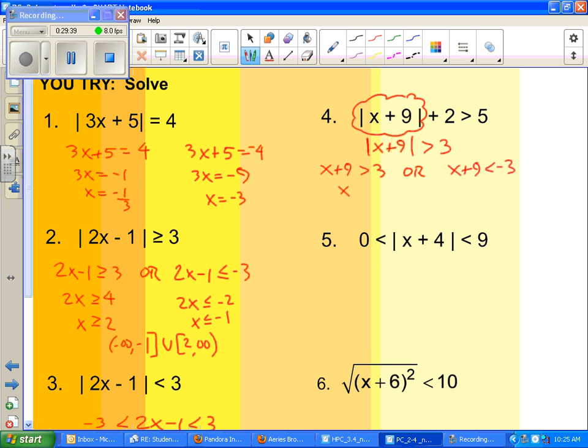This would be x greater than negative 6, or x less than negative 12. And if I'm thinking about interval notation, from negative infinity to negative 12, union with negative 6 to positive infinity.